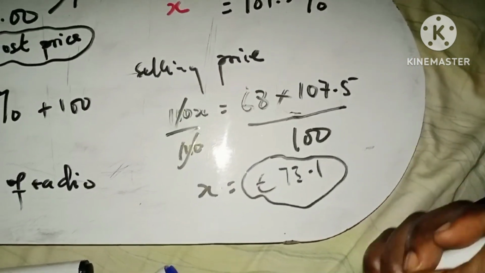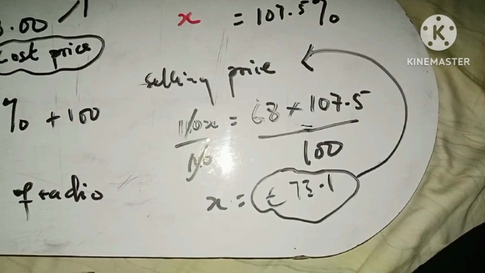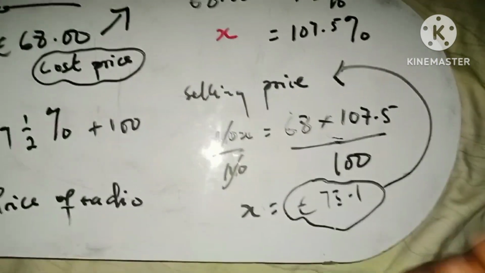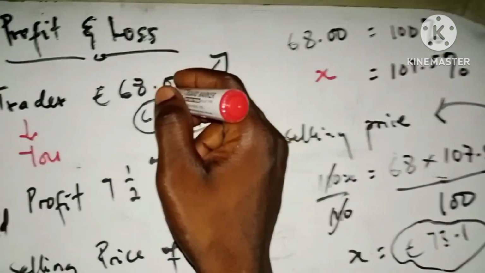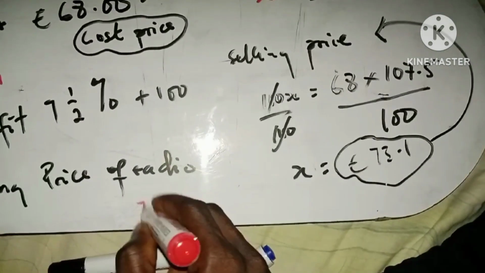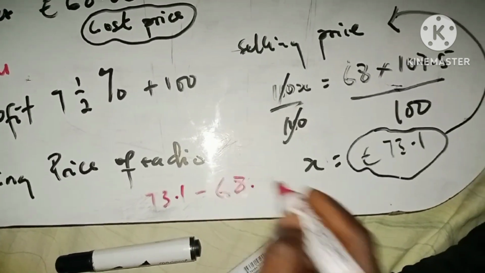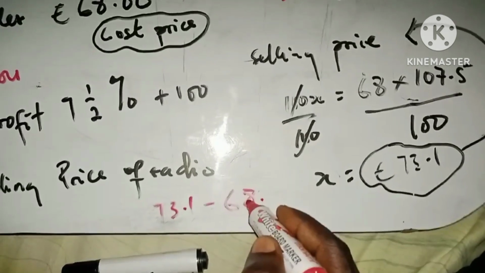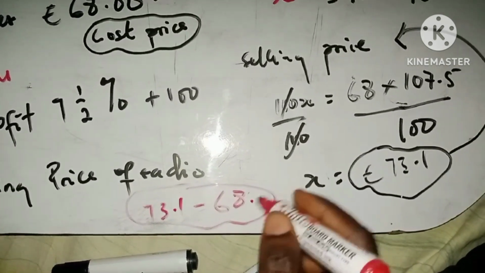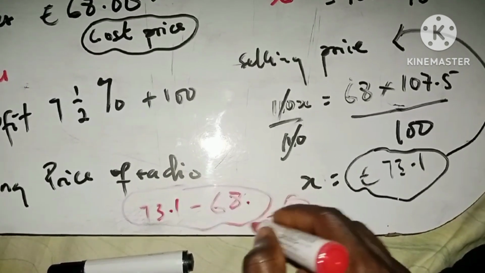So let's hear from you. This is going to be our selling price, the amount that you sold it for. So you can see the difference between the two. If this is 73.1, and you bought the radio for 68 pounds, for sure you are making some profit. The difference is very high. So 73.1 minus 68, right? So you can easily determine the profit that you made on this radio. Is that okay? All right, so what do you think was the profit on the radio? Let me hear from you in the comment section below.